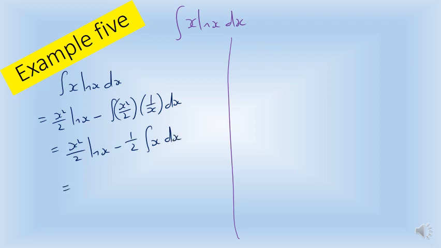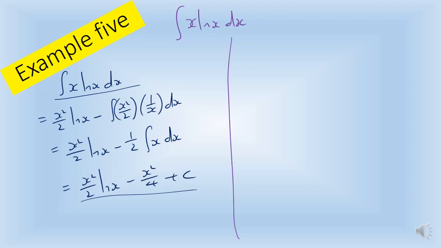Is that right? Yes, always check. That becomes x squared over 2 ln x. We all know the integral of x, that becomes x squared over 2. And that is finally x squared over 4, because we already have a half there. So I've just shown you that the integral of x ln x is given by this very sweet, straightforward, and beautiful result. Don't forget the constant there.